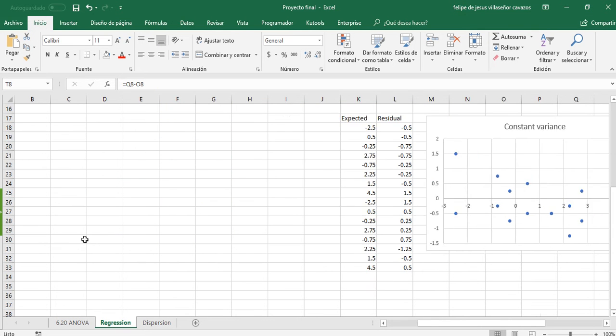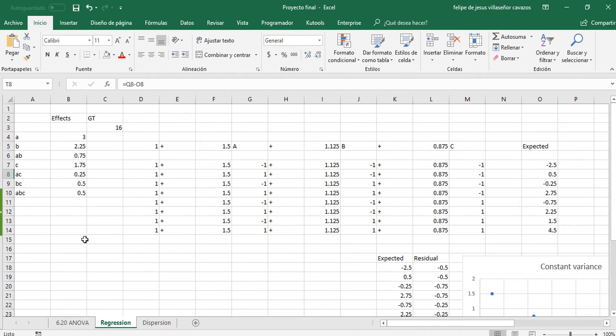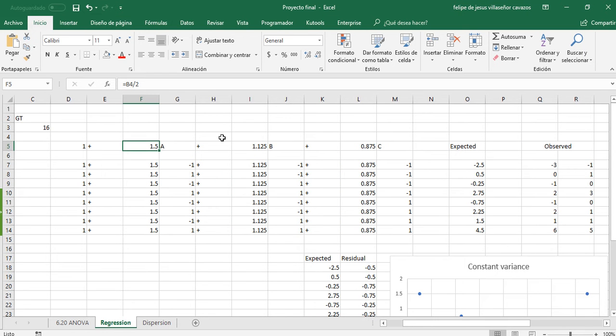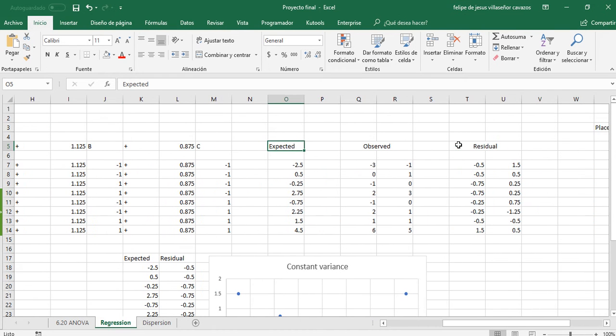Now we do the regression equation. For the regression equation, we need the average, which is the grand total divided by the number of data, plus 1/2 of every significant factor. In this case, factor A, factor B, and factor C. And with this table, we obtain the expected value. We compare it to the observed, and the residual is the observed minus the expected, so we obtain the residuals.